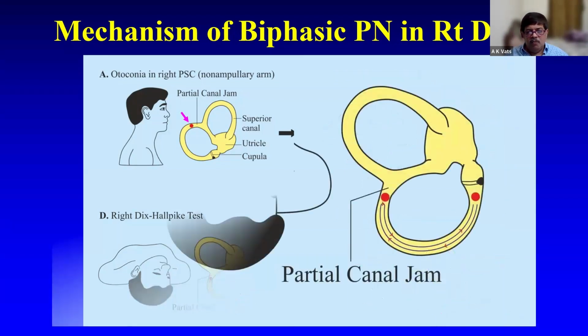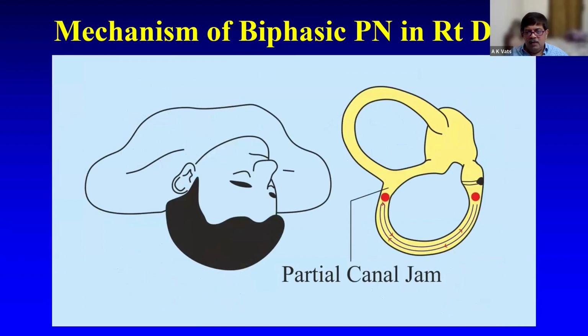Why biphasic movement? The otoconial clot would move away from the ampulla, that is the right cupula, and it found a partial canal jam near the crus commune, and it ricocheted back, and it then produced the inhibitory nystagmus. So that is the reason the inhibitory nystagmus, the biphasic nystagmus, was seen during the right Dix-Hallpike test.